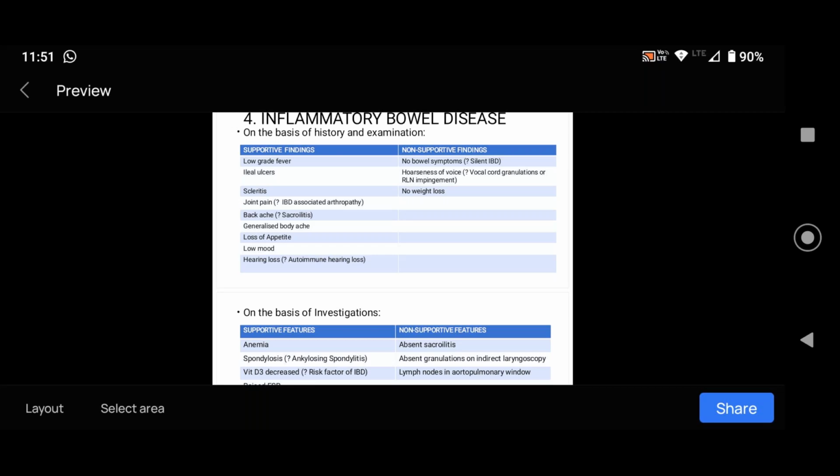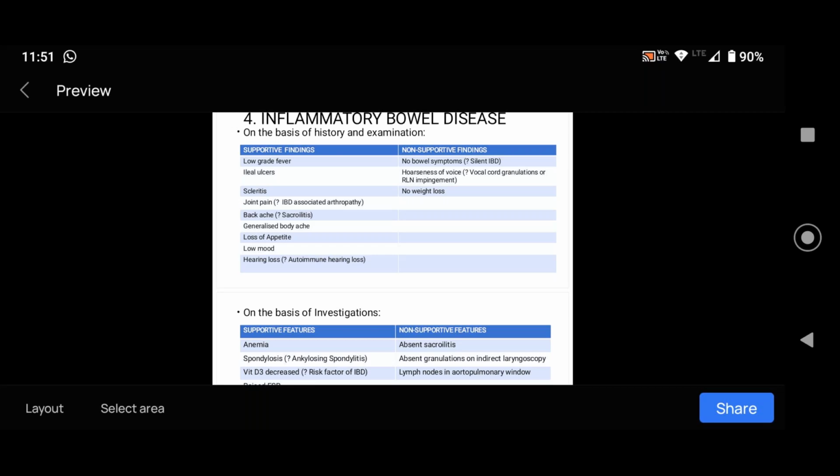But one finding which does not go in support is that he did not have any bowel symptoms, which is very unlikely for a patient with inflammatory bowel disease. But here we thought that this patient could have presented with some form of silent inflammatory bowel disease. Also, hoarseness of voice could be because of two things: either vocal cord granulations, or recurrent laryngeal nerve impingement.